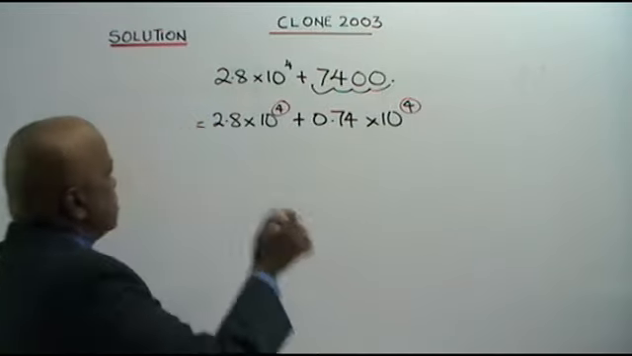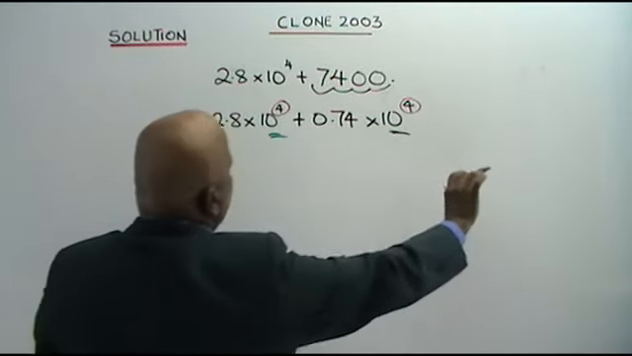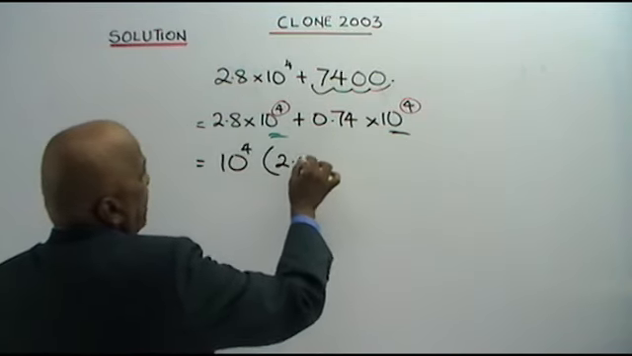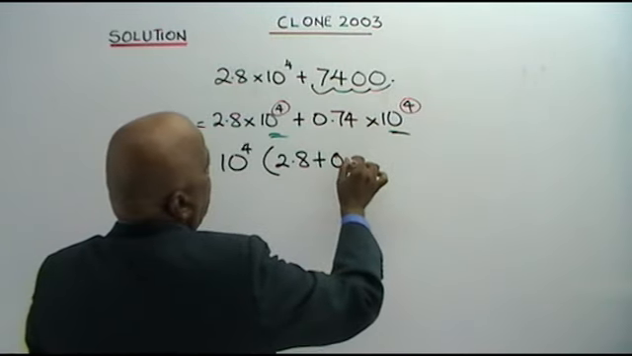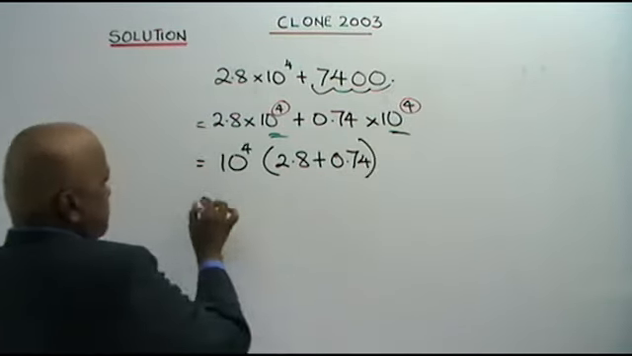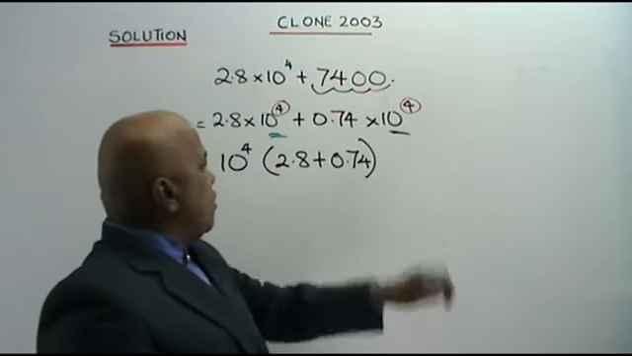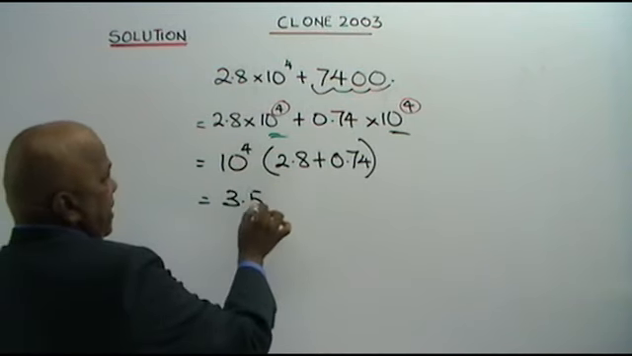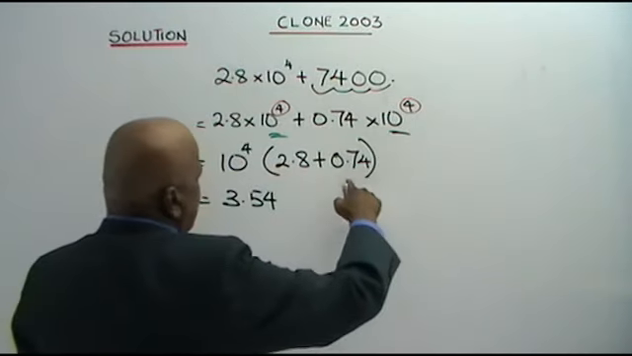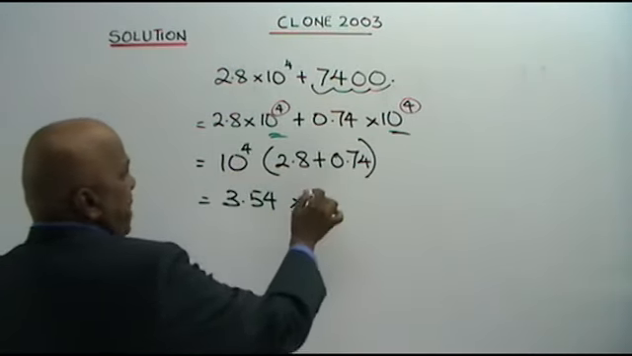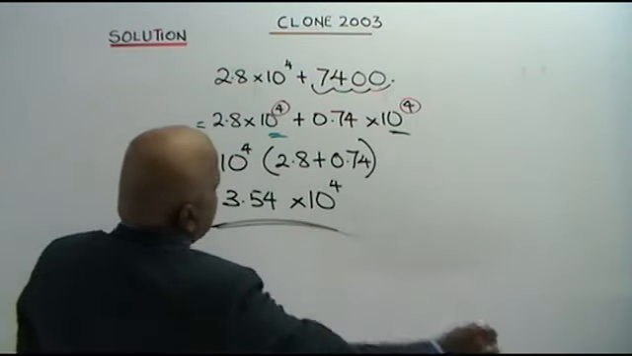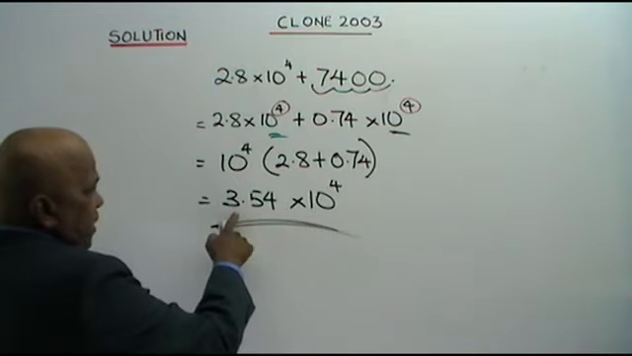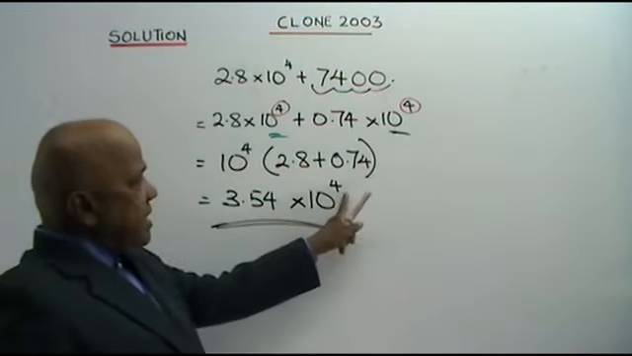Now, watch. We take out the common factor, 10 to the power of 4. What have we got? 2.8 plus 0.74. What is 2.8 plus 0.74? You get 3.54. This is 3.54 times 10 to the power of 4. This is your answer in standard form. This is between 1 and 10, and this is an integer.